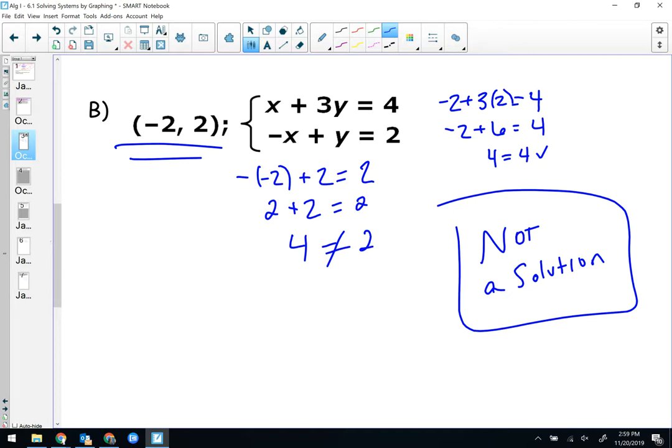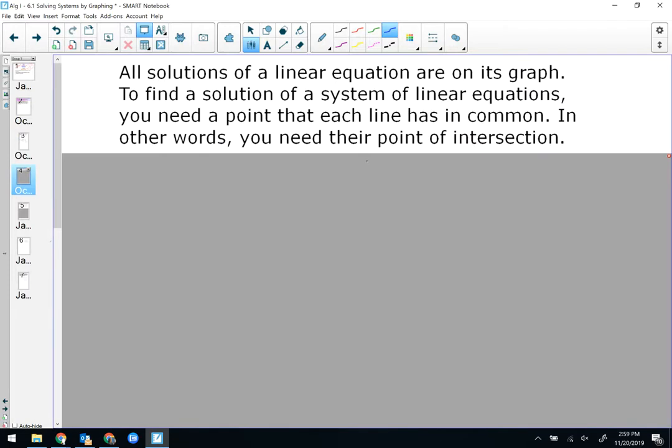From this point on, we're going to talk about how we solve these things. How do we get those coordinates? All solutions of a linear equation are on its graph. To find a solution of a system of linear equations, you need a point that each line has in common. In other words, you need to find their intersection. Go ahead and box that in.